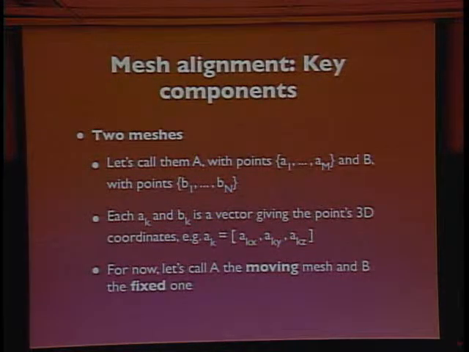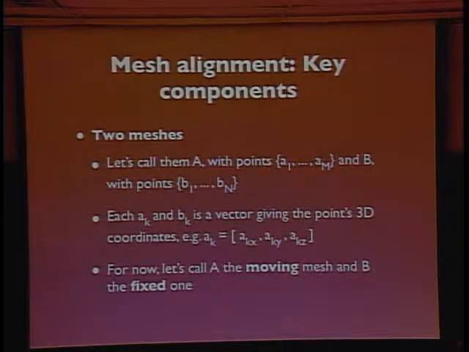So they don't necessarily have to have the same number of points on them. But each one of these is a 3D point in some coordinate frame. Now, each one of those points is a three-dimensional surface coordinate. And for now, let's say that we call A the moving mesh and B is called the fixed mesh.